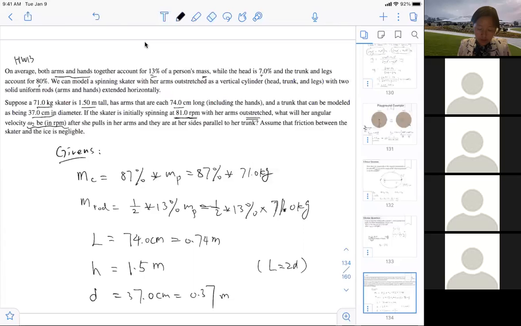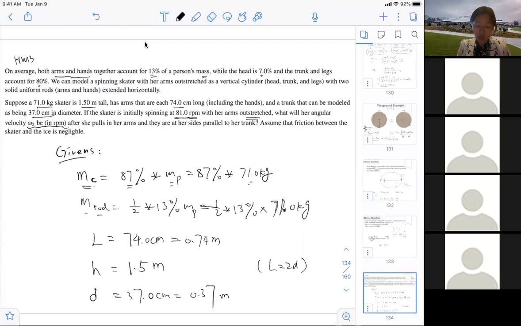Okay, so here I'm treating different parts of the body as shapes I'm going to model. I'm going to call the cylinder the head, the trunk, and the legs. The mass of the cylinder is 87% of the mass of the person, because that's the head and the body combined. Okay, so I have that relationship.